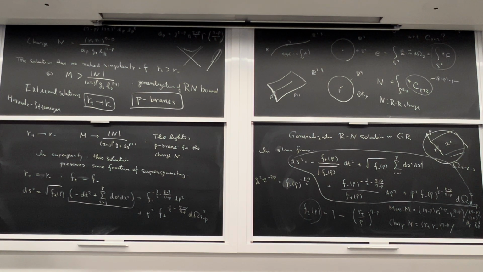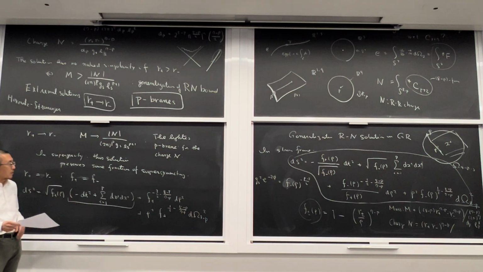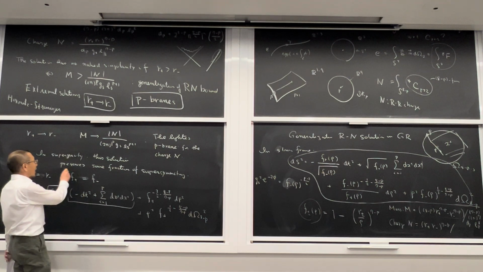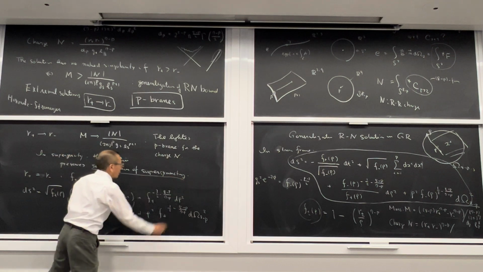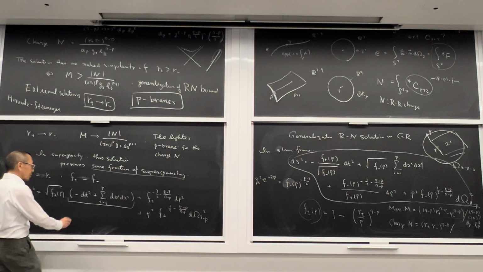If you have supersymmetry, if you square it, you get Lorentz symmetry. So having Lorentz symmetry is a prerequisite to have supersymmetry. So you see that restoration of Lorentz symmetry has to do with preservation of some fraction of supersymmetry.